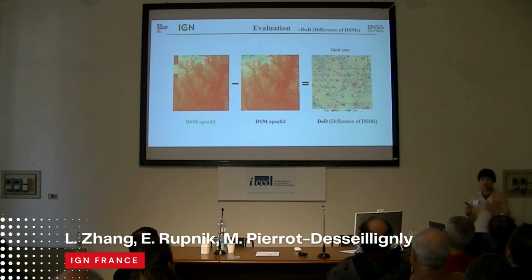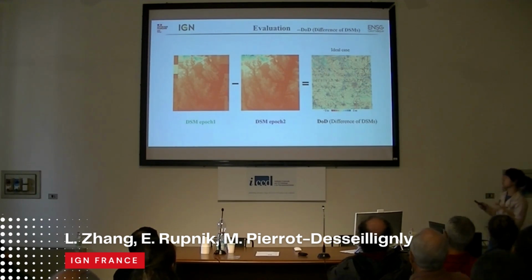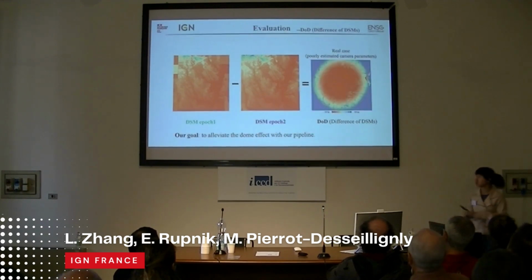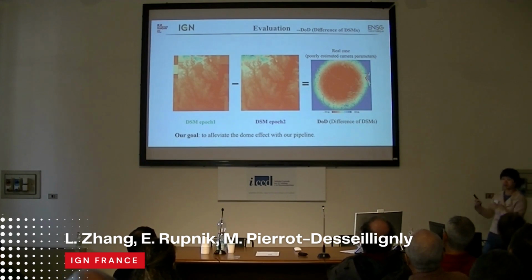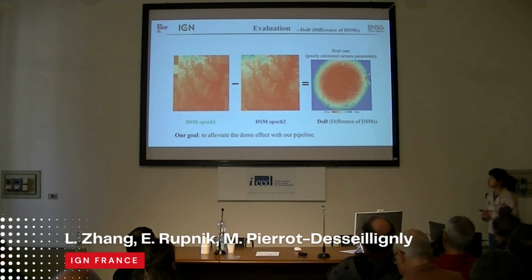Ideally, the DOD should only display the real scene changes like this. But in a real case, the dome effect will appear like this, or the bow effect as mentioned in Arnold's presentation. It is due to poorly estimated camera parameters. So our goal is to eliminate this dome effect with our pipeline.